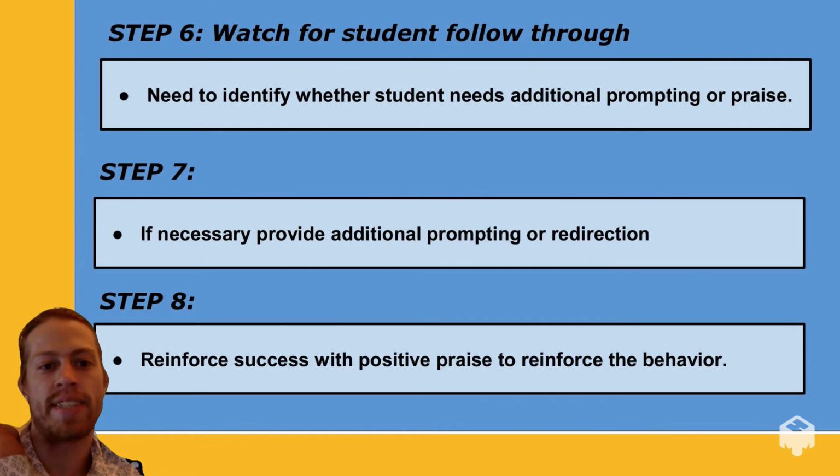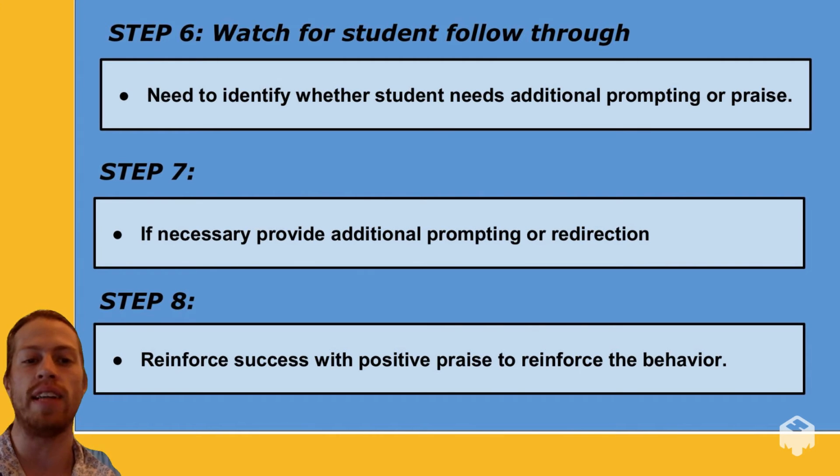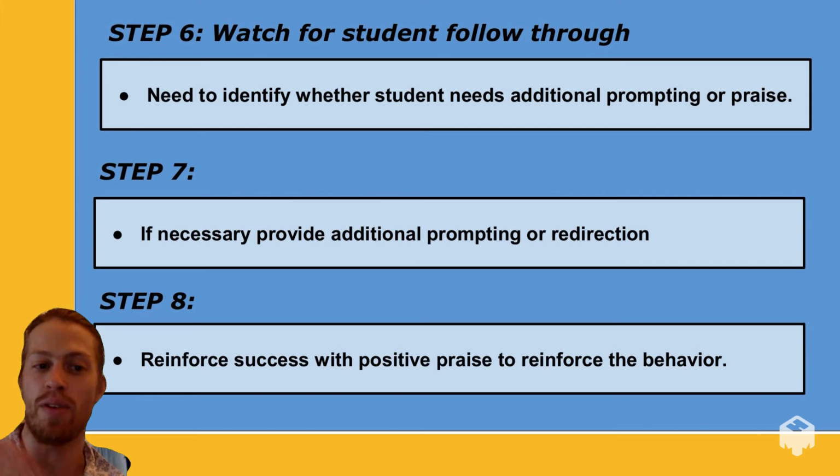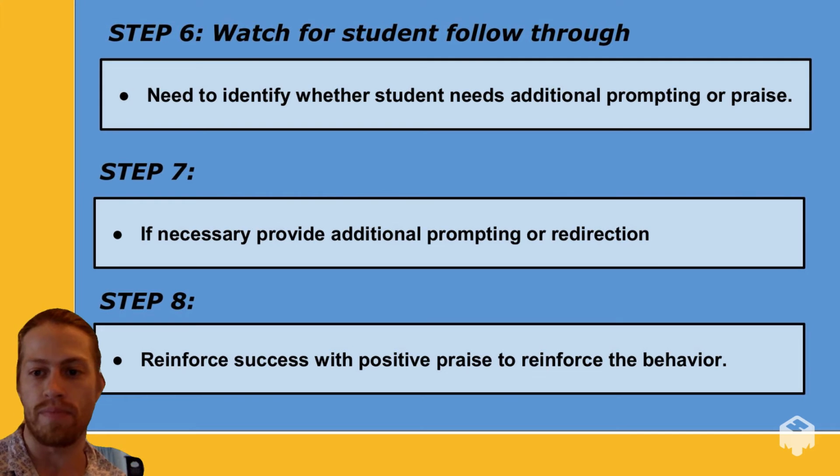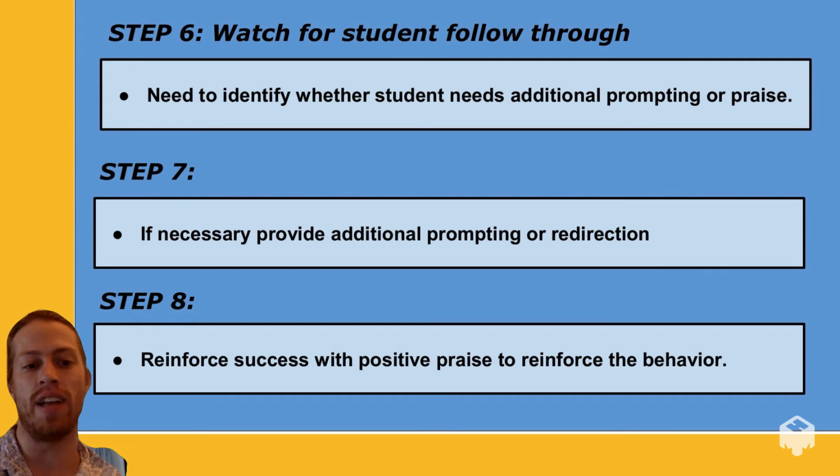Moving on to step 6, it seems obvious, but you need to watch the students to see if they're following through doing what they're supposed to do during this transition. Because you need to identify whether you're going to move on to step 7 or step 8. So whether you're going to need to give them redirection or reinforce what they did with some positive praise. So for example, if they need redirection, it might be frustrating for a teacher, but it's important to stay calm and just simply restate the instructions that you had previously given to the student.